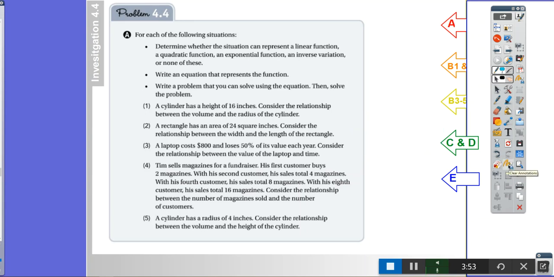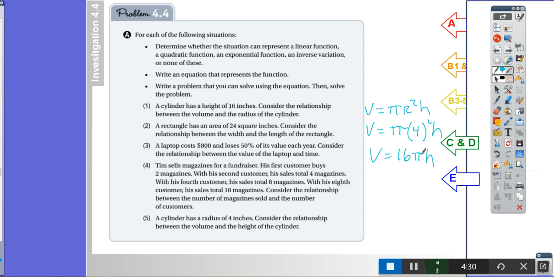All right, for number 5, a cylinder again, has a radius of 4 inches, and we want the relationship between the volume and the height of the cylinder. Well, you'd be tempted to say this is quadratic because we said the first one was quadratic, but let's take a look. So we know that volume is equal to pi r squared times the height. Volume is equal to pi, well, we know the radius is 4 squared times the height. 4 squared is 16. So we have volume is equal to 16 pi times the height.